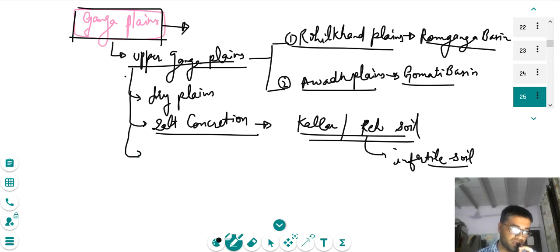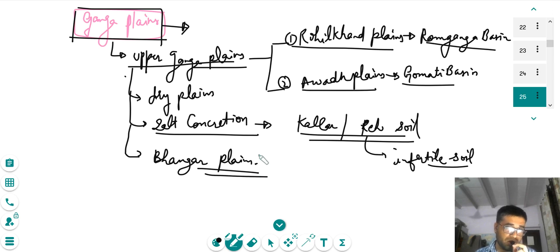And then we can see they are again the old alluvium Bhangar Plains, not the new one, not Khaddar Plains, right? So we have done the Upper Ganga Plains. Okay, these are a few properties of Upper Ganga Plains, and Rohilkhand Plains, Awadh Plains, their basin, the mismanagement of soil because of Green Revolution part. Okay, the drier nature. Now moving on to the Middle Ganga Plains.